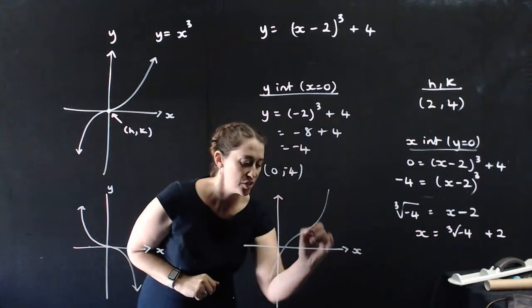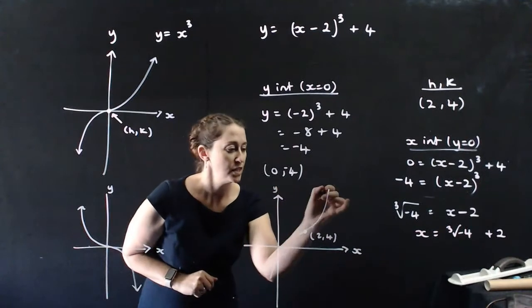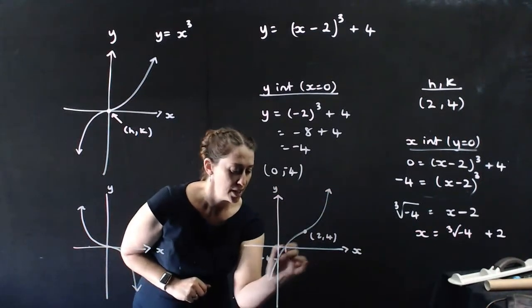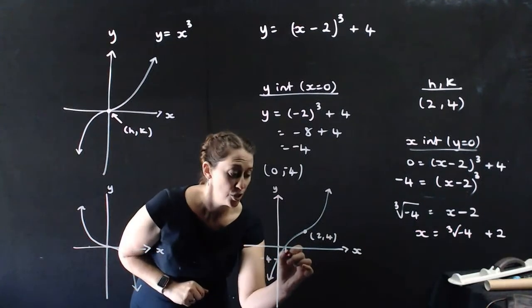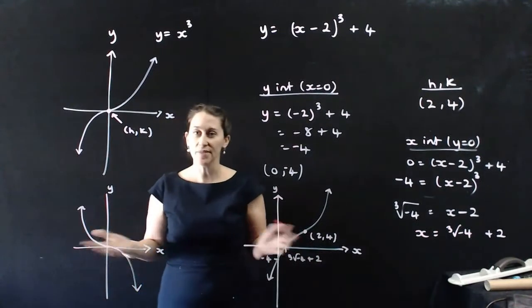where my point of inflection is here at 2, 4. Don't forget your arrows going off in both directions. There's my -4, and this point here is the cube root of -4 plus 2. All right, and that's the first sketch.